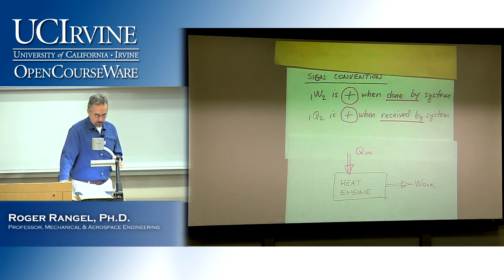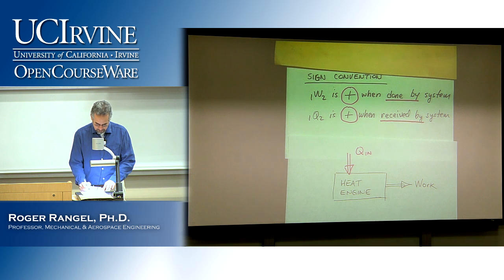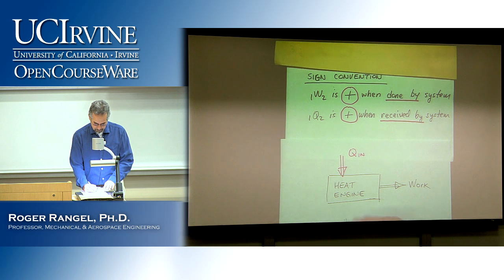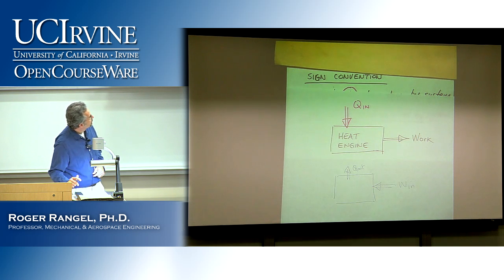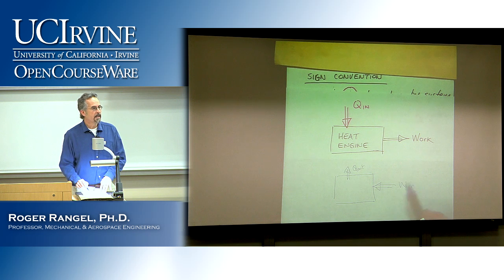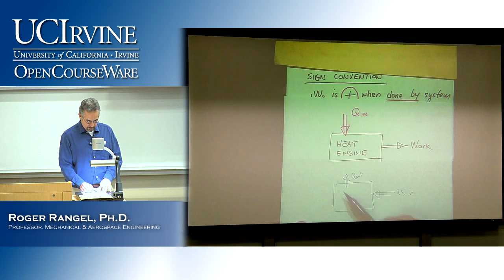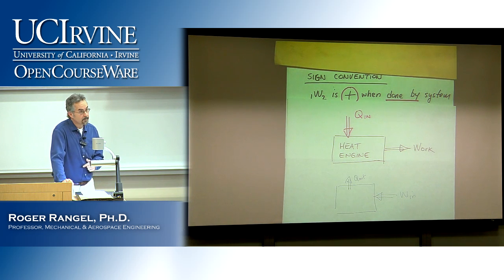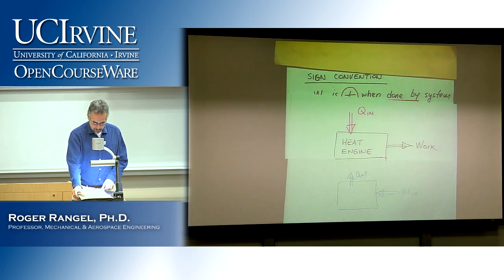The opposite, of course, is also true. If the work is done on the system, so if I reverse this cartoon, and I put work going in, and I put heat going out, then of course now this work is negative, because according to my sign convention, it is being done on the system. And this heat transfer, which is coming out of the system, is now also negative. So that's the sign convention in thermodynamics.